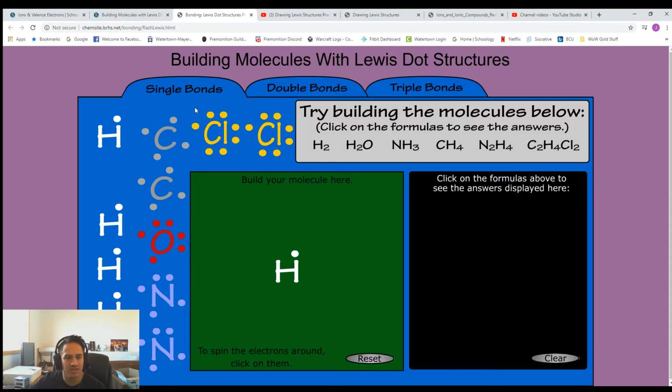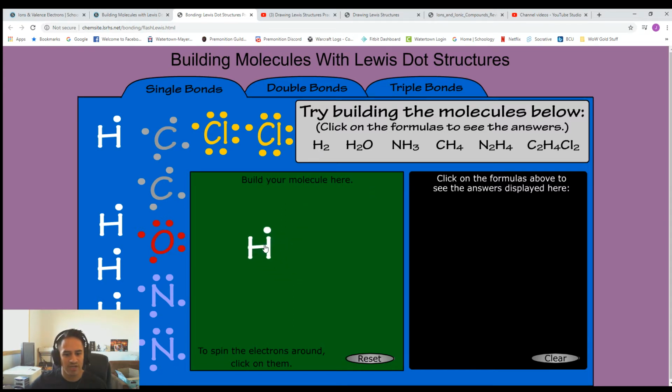And it says these ones are single bonded molecules. It says try building the molecules below. Click on the formulas to see the answers. So if we click on these, I'm pretty sure it's going to show up on the right side here what that molecule looks like. But I obviously want to build it first, and then I want to check to see if I'm right. So I'm going to try building H2 first.